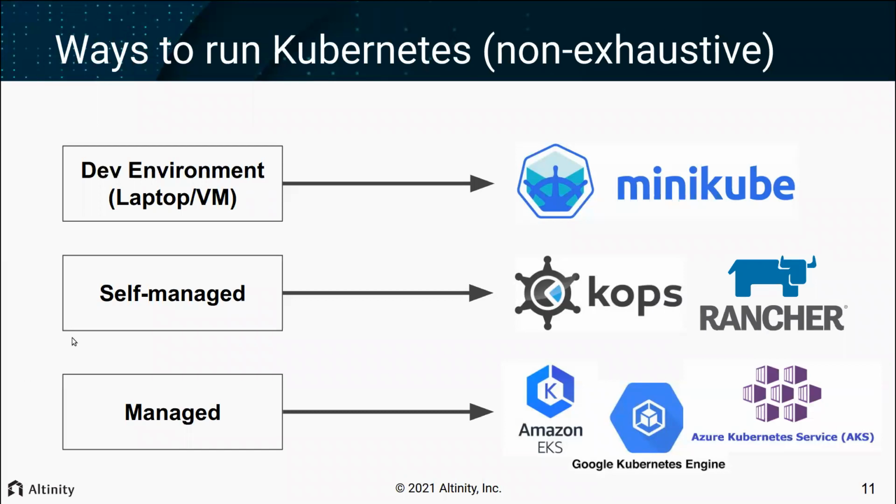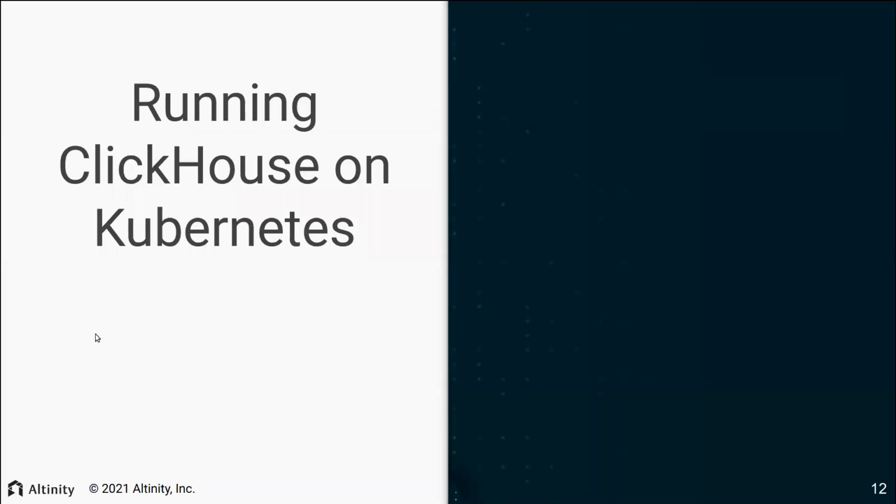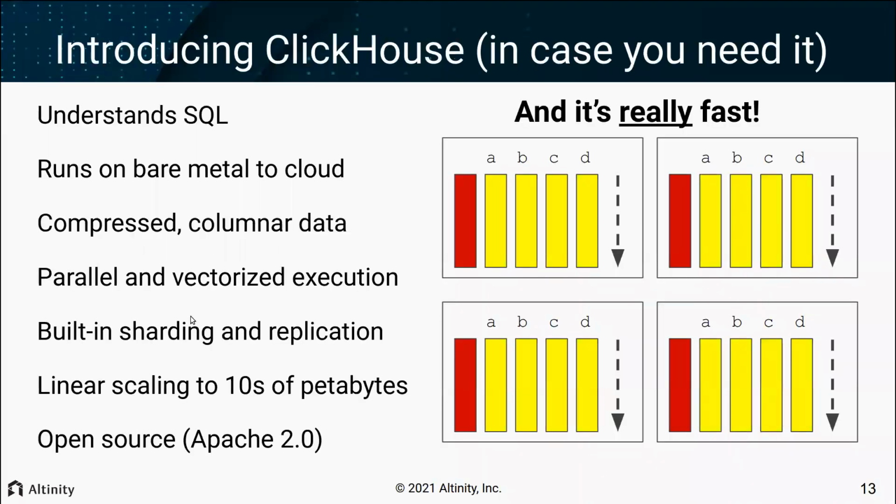So that's all we have to say about Kubernetes in general, and what we want to do now is shift to discussing how to run ClickHouse on Kubernetes. So just in case you need it, here's a quick introduction to ClickHouse. ClickHouse is a data warehouse. In fact, it's a SQL data warehouse. So it understands SQL. In many ways, when you first start it up, it looks a bit like running MySQL.